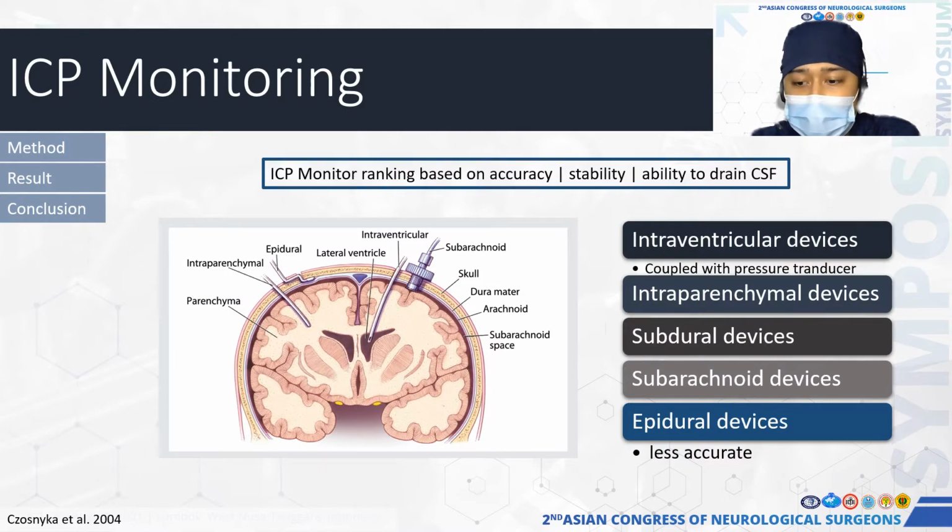These are several types of ICP monitoring placement that can be done, from the sophisticated one to the very simple one. The one still considered one of the gold standards for ICP monitoring is the intraventricular device coupled with a pressure transducer. If we do it without the pressure transducer to the monitor, then it might be less of a gold standard.